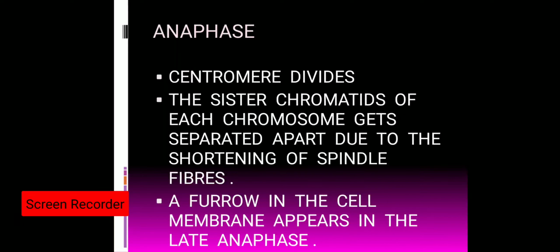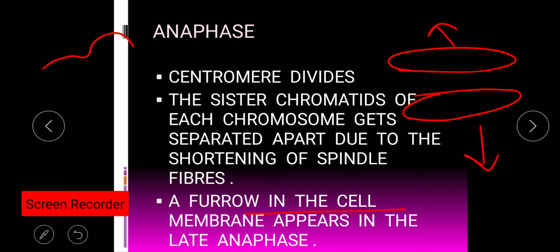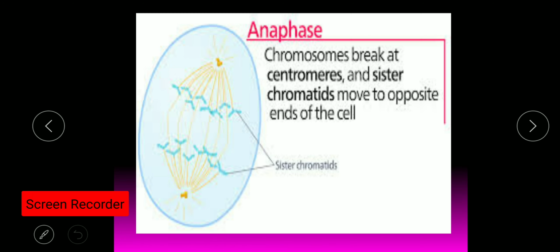Continuing with the Anaphase. In Anaphase, the centromere gets divided, and the spindle fibers start to contract. Due to the contraction or shortening of the spindle fibers, the two sister chromatids are separated and start to be pulled towards the opposite poles. Meanwhile, the process of cytokinesis also starts, in which a furrow is formed in the cell membrane in the animal cell.